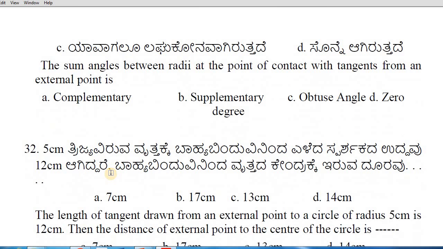Question number 31. There will be confusion in this one, children. The sum of angles between radii at the point of contact with tangents from an external point is. You know that from an external point to a circle two tangents can be drawn, isn't it? Both the tangents make a 90-degree angle with the radius. So two tangents can be drawn to two radii. At each radius 90 degrees will be there. So 90 plus 90 is 180 degrees. So 180 degrees can be called supplementary angles.